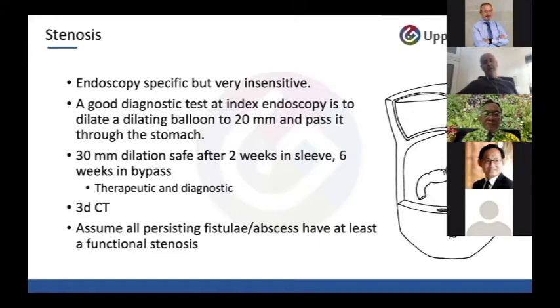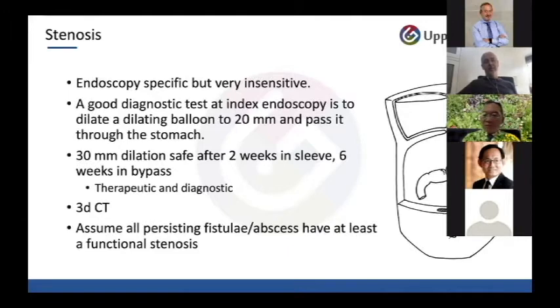And when you're endoscoping somebody soon after a sleeve, a very good diagnostic test at your index endoscopy is to dilate up through the scope balloon to 20 millimeters and pass it through the stomach and see if it catches anywhere. That gives you a really good idea if there is a stenosis. And after a few weeks, dilatation of a stomach up to 30 millimeters or more is safe for a sleeve after 2 weeks, and about 6 weeks with a gastric bypass. And this is therapeutic and diagnostic.